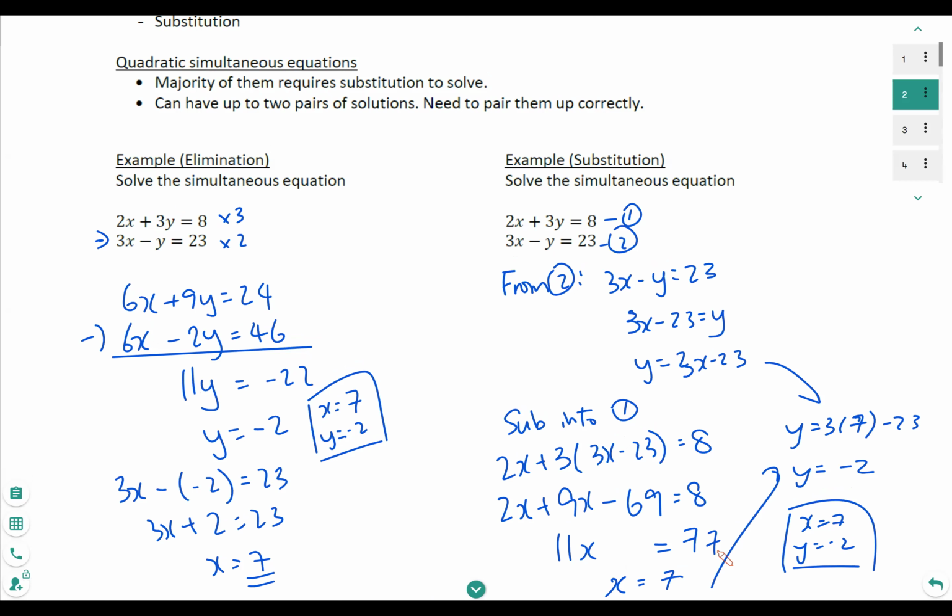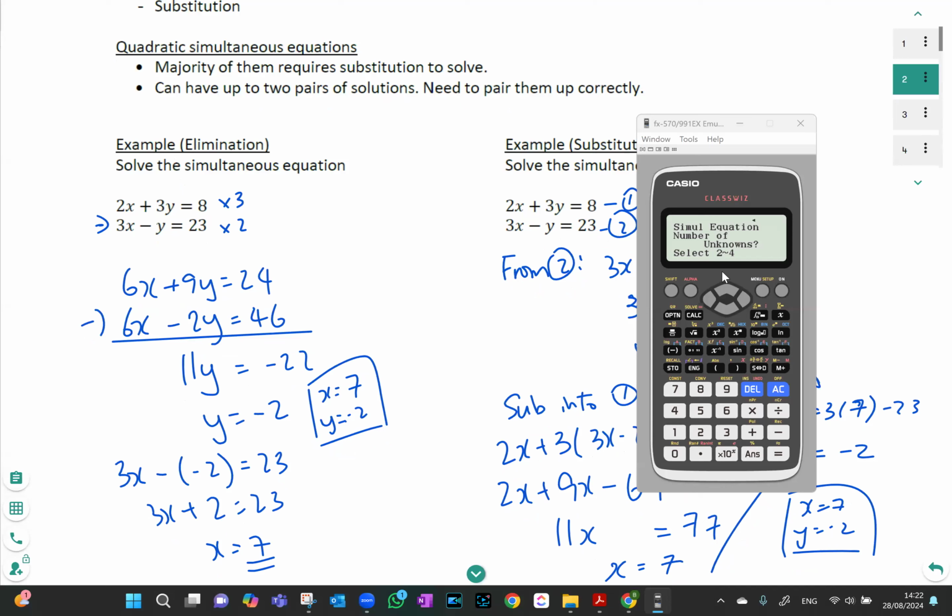Oh, actually, am I showing the right screen? Hang on. Well, I'm not sharing the calculator. Let me share this now. I think you should see it now. Yep. Okay, sorry. Let's try again.